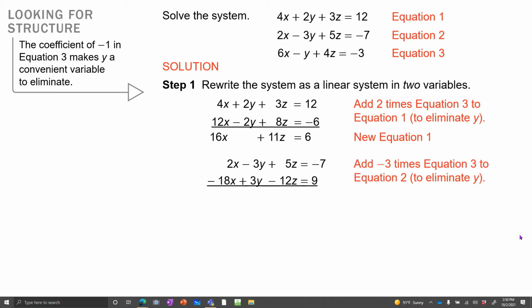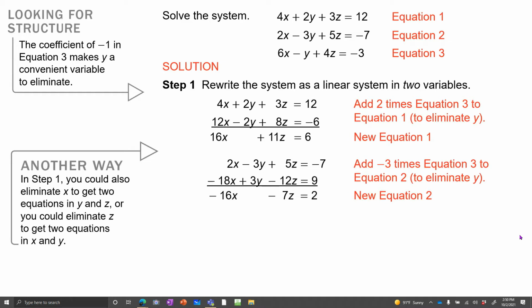Add negative 3 times equation 3 to equation 2 in order to eliminate y. So 2x minus 3y plus 5z equals negative 7 plus negative 18x plus 3y minus 12z equals 9. Add the like terms appearing in the same column to get negative 16x minus 7z equals 2, which you can call the new equation 2. Another way, in step 1, you could also eliminate x to get two equations in y and z, or you could eliminate z to get two equations in x and y.